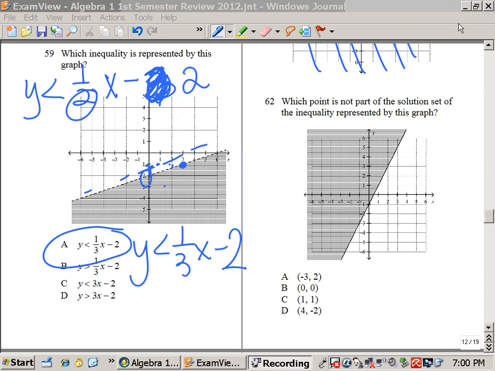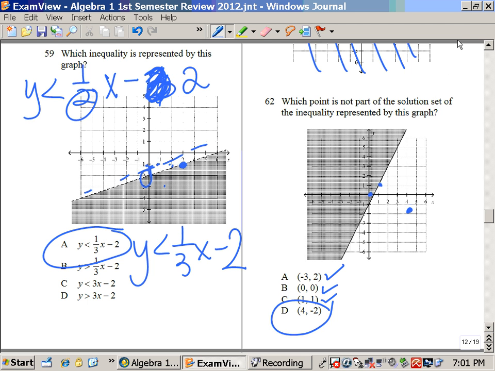Number 62, I have to figure out which point is not in the solution set. Negative 3, 2 is going to be up over here somewhere. That is in the solution set. 0, 0 is also in the solution set. 1, 1 is on the line. It is in the solution set. But 4, negative 2 is over here, and it is not in the solution set.